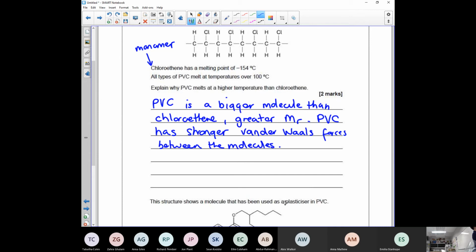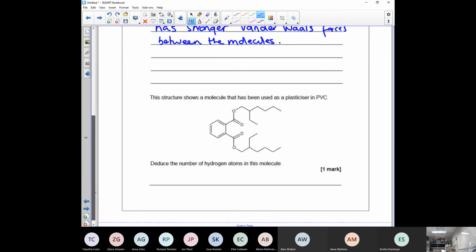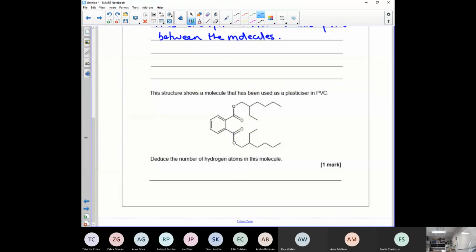So PVC is a bigger molecule than chloroethene, so it's got a greater Mr. PVC has stronger van der Waals forces, or just stronger intermolecular forces, between the molecules. It's just 2 marks. It just wants you to identify that the polymer is bigger, and that means it's got stronger intermolecular forces. Right then, so that wasn't too horrible. The polymer questions aren't too bad.